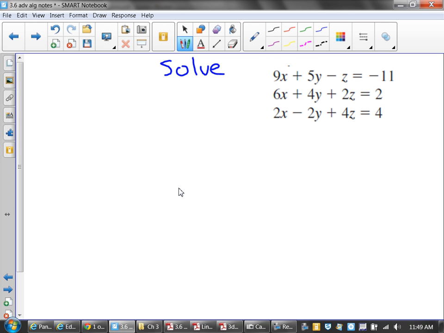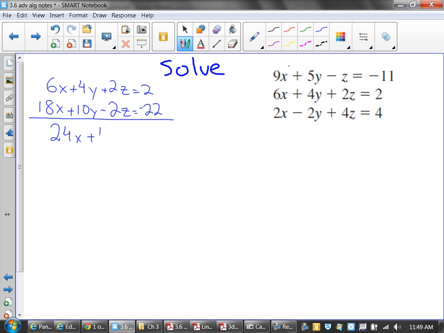I'm going to take the second equation, and to that, I'm going to add to it 2 times the first. 18x, 10y, minus 2z is negative 22. Did you get x equals 0? So by doing that, I multiply the top equation by 2. I'm adding it to the second equation, and I have 24x, 14y is negative 20.